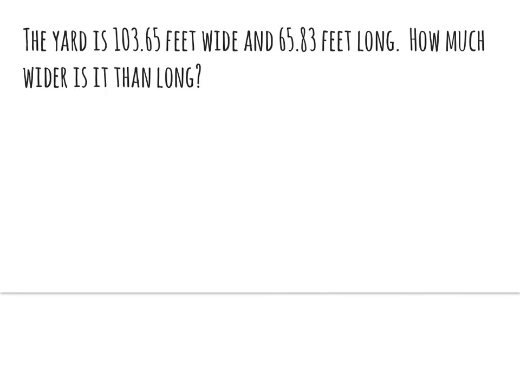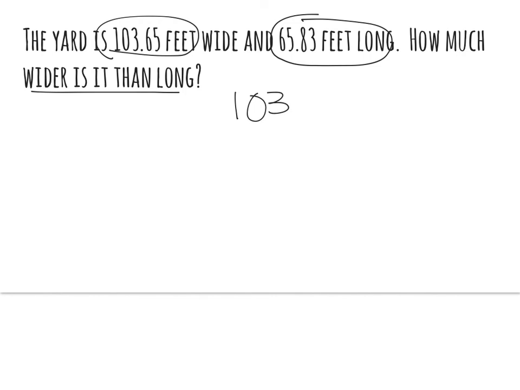The yard is 103 and 65 hundredths feet wide and 65 and 83 hundredths feet long. How much wider is it than long? Well, let's see. Here's my width. Here's the length. We want to know how much wider it is than long. So that's a comparison problem. So I'm going to subtract 103 and 65 hundredths minus 65 and 83 hundredths.